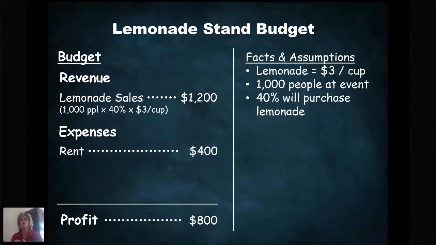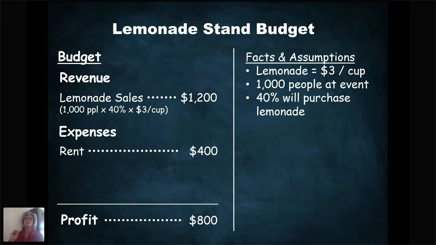And then we also know how many people are coming. There's 1,000 people coming. Now, we don't know how many people are actually going to buy the lemonade. So here's where we kind of have to guess, especially for those of you just starting out. I mean, we'd like to assume 1,000 people are going to drink lemonade. Probably not very realistic. So for this case, we're going to assume 40% of those 1,000, or 400 people, are going to buy a cup of lemonade from us. At a price of $3 a cup, that's $1,200.